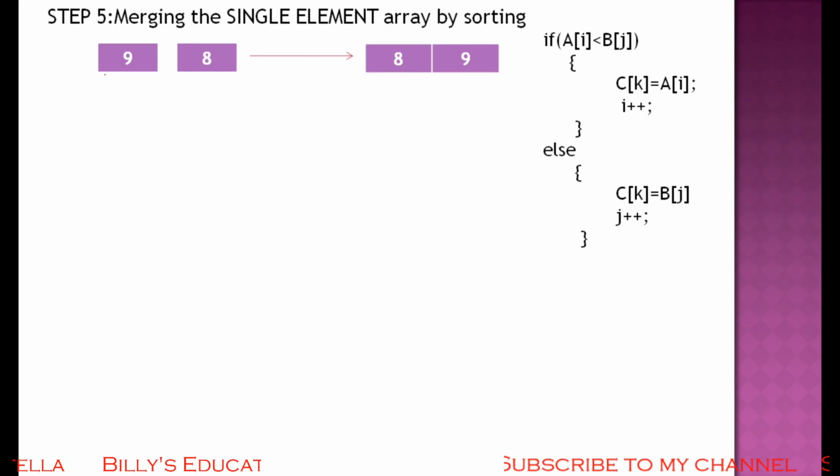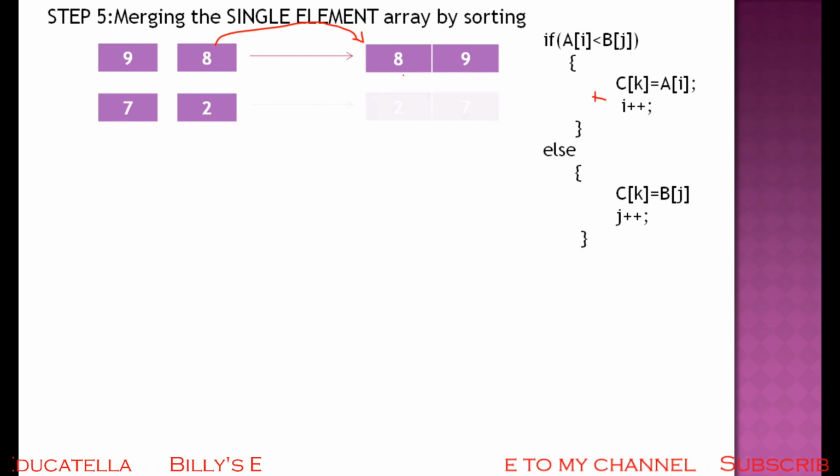Here 9 8, so we have to compare these two values. 9 is greater than 8, so we put 8 in the array as the first element. Next we put 9 into this element. So here A of i is less than B of j? No, this doesn't work. So this case is false. Else C of k equals B of j. So B of j value is 8, so we put 8 into the array.